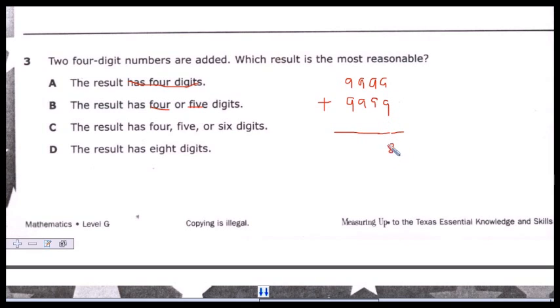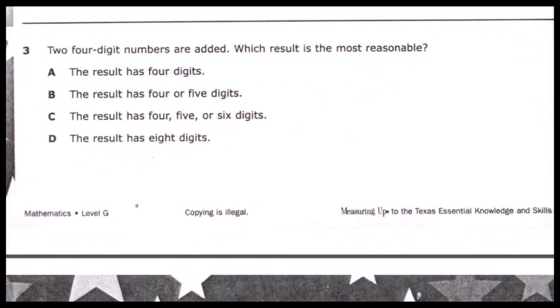9 plus 9 is 18, carry the 1. 9 plus 9 is 18, plus 1 is 19, carry the 1. 9 plus 9 is 18, plus 1 is 19, carry the 1. And 9 plus 9 is 18, plus 1 is 19. So this is the biggest number I can have. And as you can see, you have 5 digits, and we cannot get to 6 digits at all. We definitely won't be able to get to 8 digits. So the correct answer for number 3 is B. Okay?